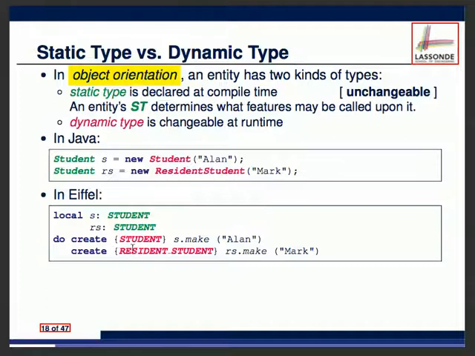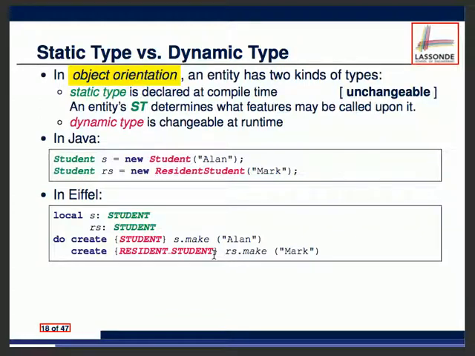In the second line over here, rs was declared as also a student class type, and now I'm assigning a resident student as the runtime object to it, okay? So again, you really want to get used to the syntax. But in terms of Java and Eiffel, the concepts are really the same, nothing new. Just the syntax is a little different. Any questions about the syntax over here?